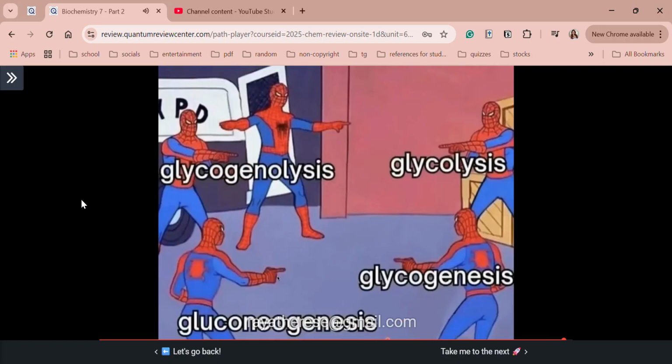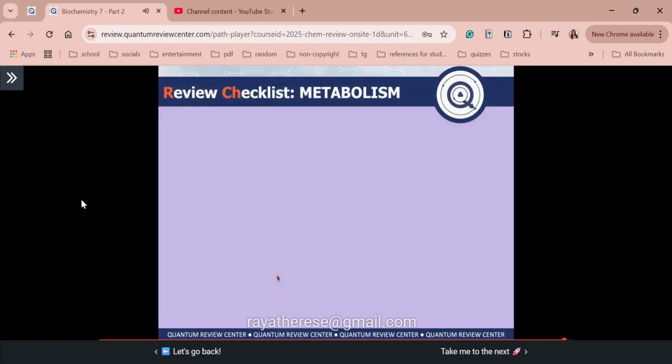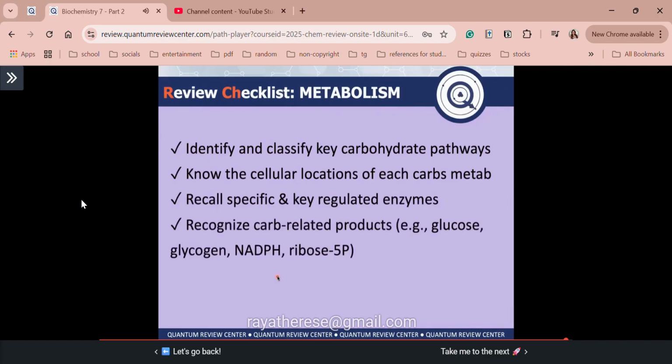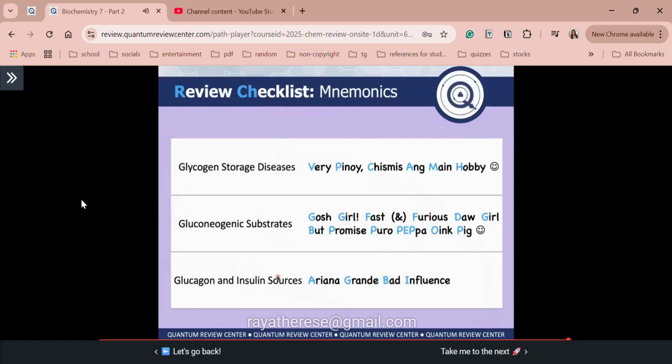Okay, class. Now, for the last stretch ng ating discussion, here is our review checklist similar with our respiration discussion. O, di ba, in our summary, we identified and classified our carbs metabolism, including their cellular locations, the specific and key regulated enzymes, and their energy products. For instance, si glucose sa GNG and your glycogenolysis, si glycogen sa glycogenesis, si NADPH sa reaction ng PPP and your light-dependent reaction, and si ribose 5-phosphate sa reaction or sa non-oxidative phase ng PPP. And of course, we have your mnemonics. So class, don't worry, we will summarize the slides for our mnemonics.